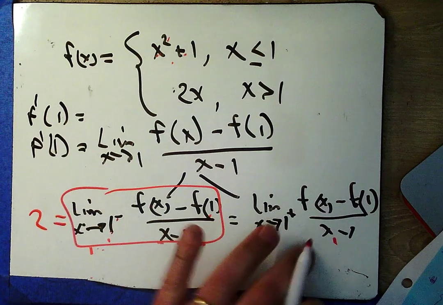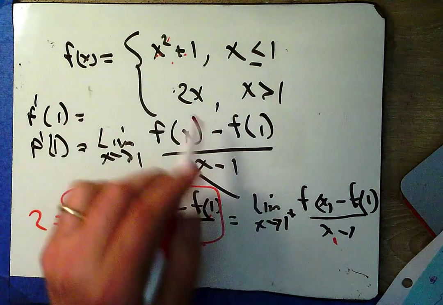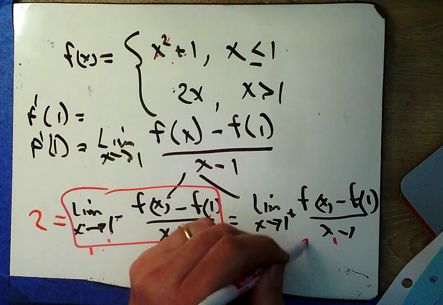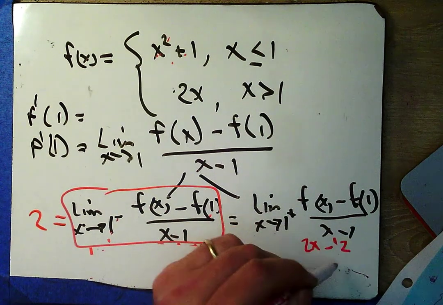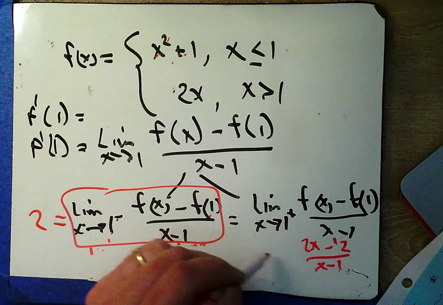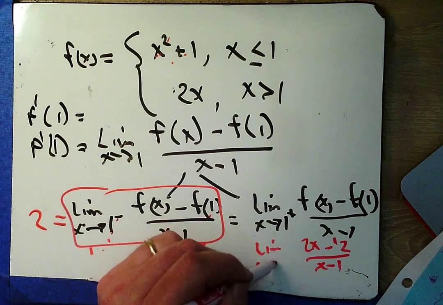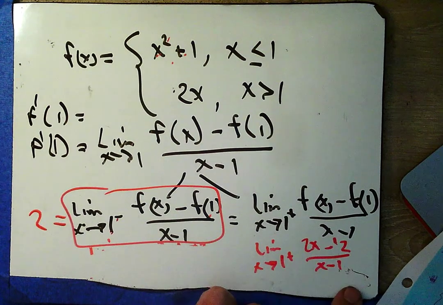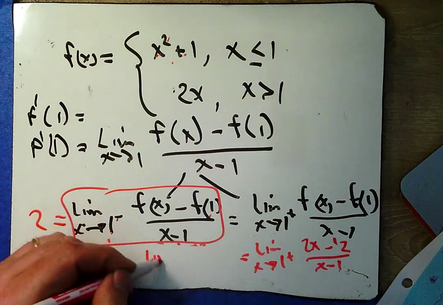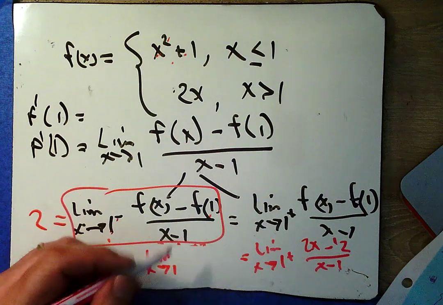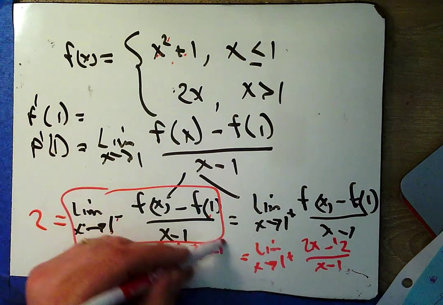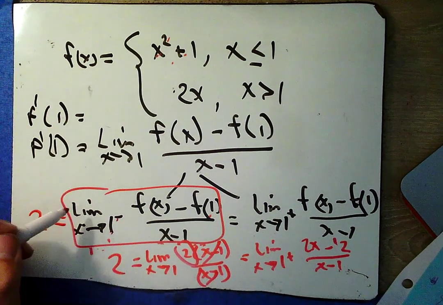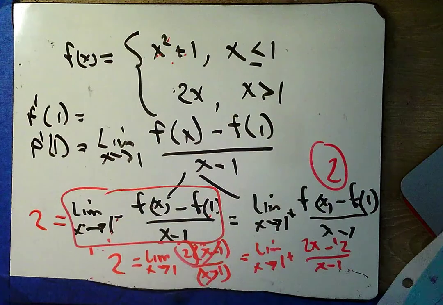What about coming from the positive side? Well, what do we know? We know that f of x is 2x, f of 1 is 2. Don't forget the limit notation. And then, if I factor out a 2, I'll be able to cancel the x minus 1's. And so we'll have the limit as x approaches 1 of 2 times x minus 1 over x minus 1, and we get 2. So I know the slope over here is 2.